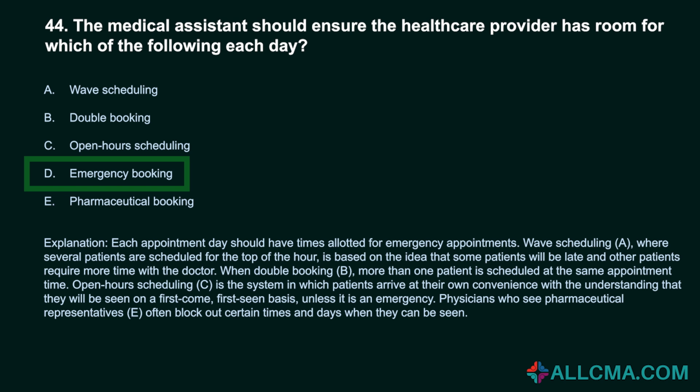Wave scheduling, A, where several patients are scheduled for the top of the hour, is based on the idea that some patients will be late and other patients require more time with the doctor. When double booking, B, more than one patient is scheduled at the same appointment time. Open hours scheduling, C, is the system in which patients arrive at their own convenience with the understanding that they will be seen on a first-come, first-seen basis, unless it is an emergency. Physicians who see pharmaceutical representatives, E, often block out certain times and days when they can be seen.